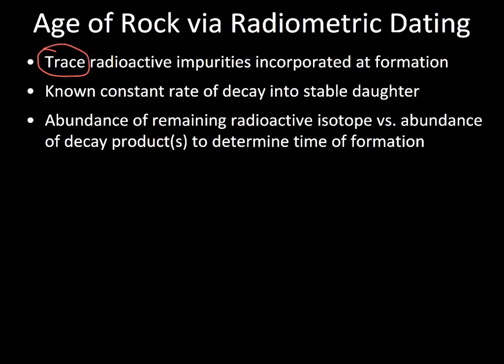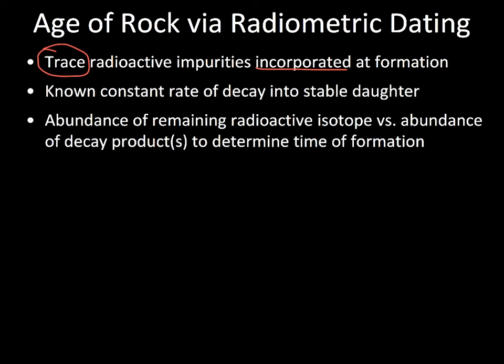So what you need to know is that rocks, when they form, they incorporate trace amounts of radioactive isotopic forms of elements. And for these different radioactive atoms, scientists have been able to establish the rate of decay. So, how long it takes for the unstable parent atom to radioactively decay into a stable daughter atom.